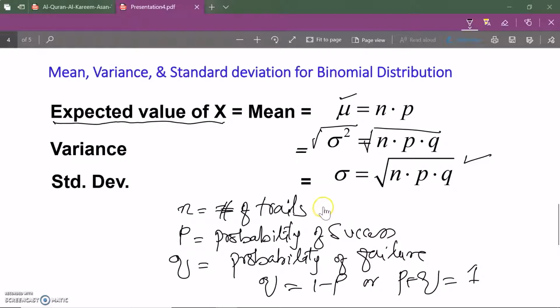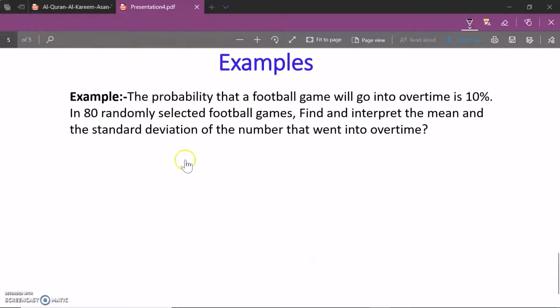How are we going to do that? Let's see an example. Here is the example. The probability that a football game will go into overtime is 10%. In 80 randomly selected football games, find and interpret the mean and the standard deviation of the number that went into overtime. So we have to find the mean number of games that went to overtime and the standard deviation.